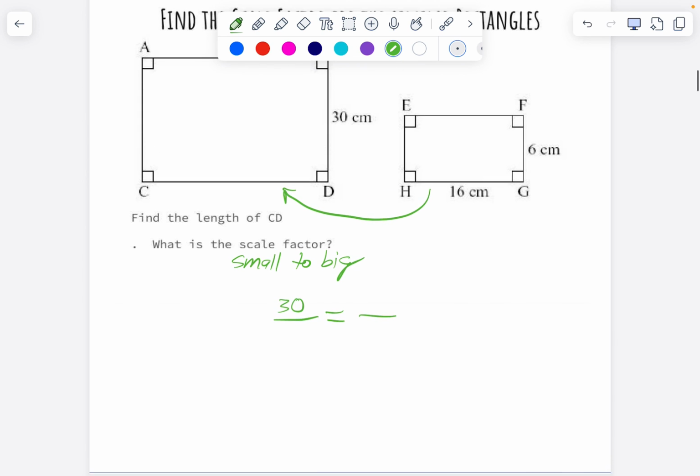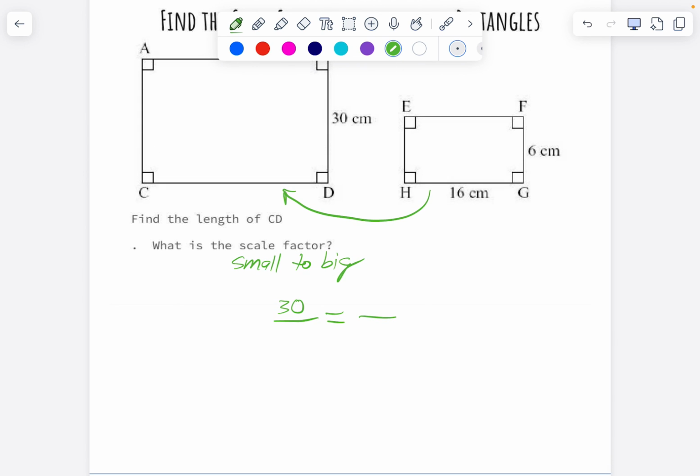So I put the 30 in there. What else do we need to fill in? We need to set up an accurate proportion. Let's see how you picked up on this from yesterday.